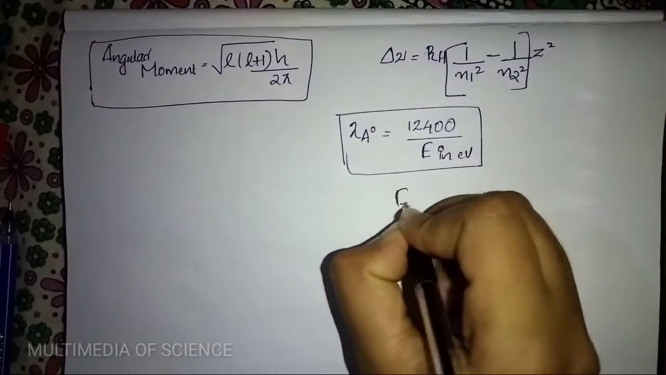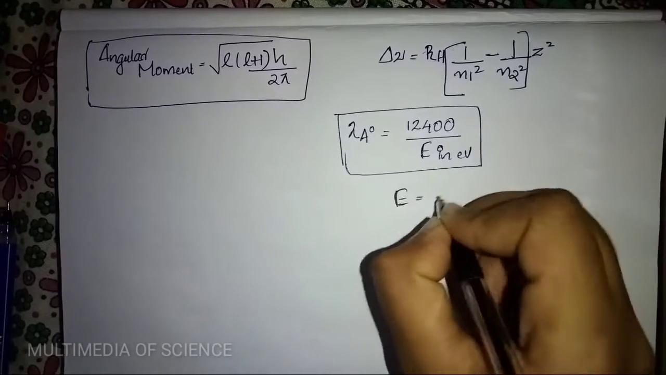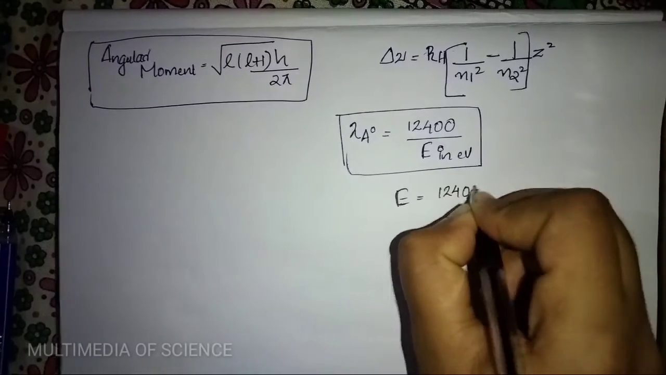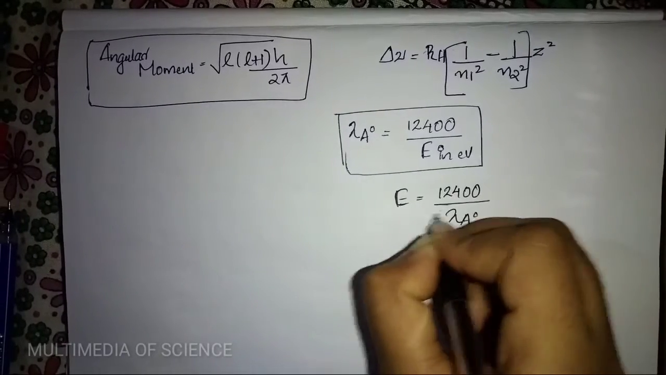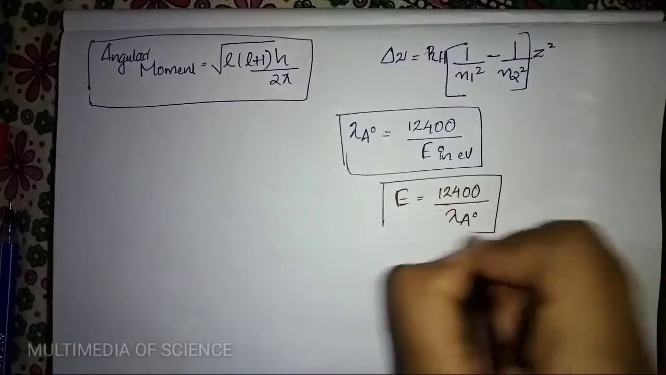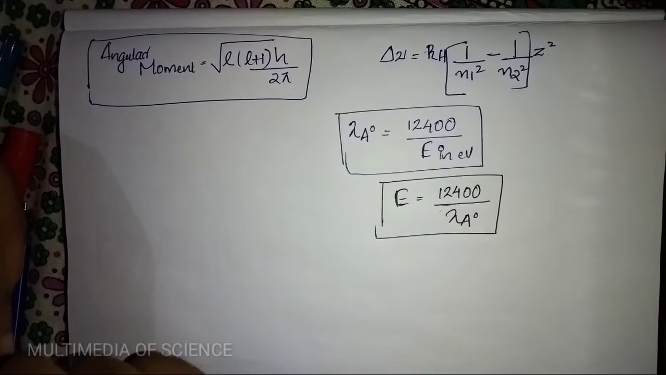So what about the energy? Energy is equal to 12,400 divided by the wavelength in angstrom. That is the equation for finding what? Energy.